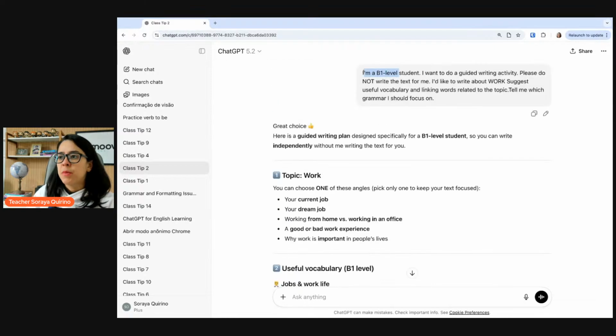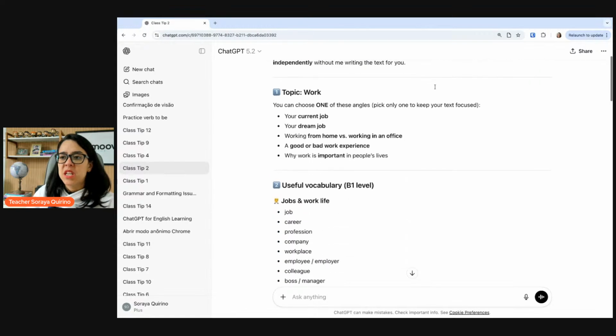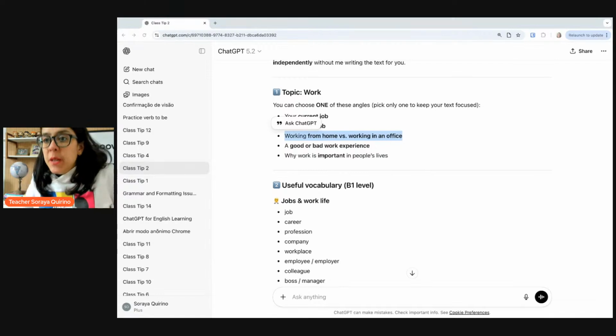So I asked here, I'm a B1 level student. I'd like to write about work. So ChatGPT suggested a topic. So for example, a very relevant topic here would be working from home versus working in an office, because this is the kind of subject that has become really popular in all proficiency exams, whether you were preparing for IELTS, DET, or TOEFL. They are always addressing this issue of remote work. So this is something you should definitely practice.